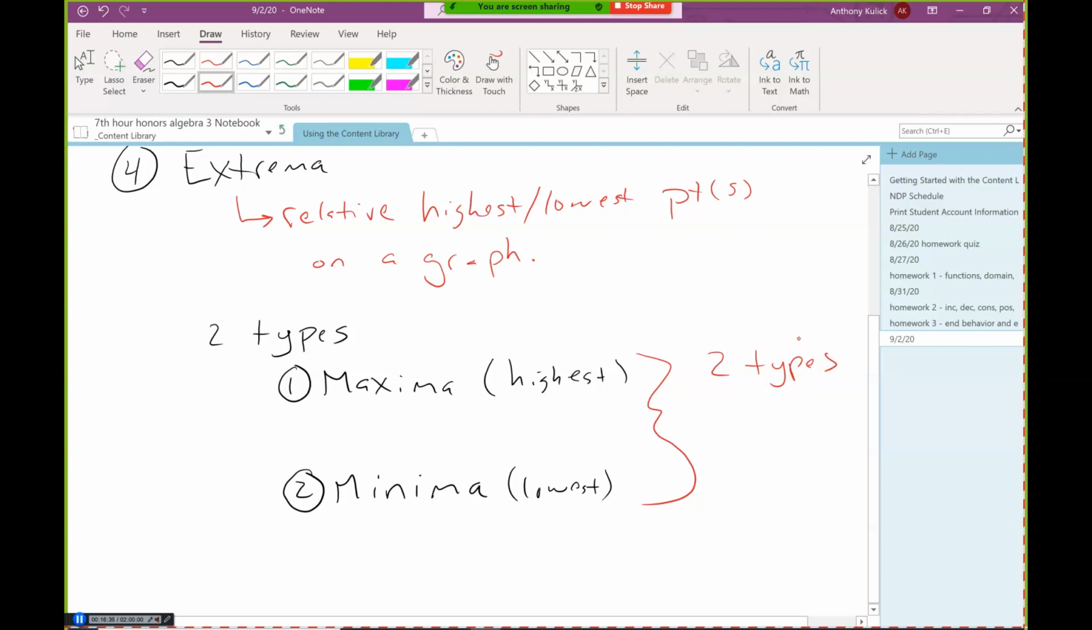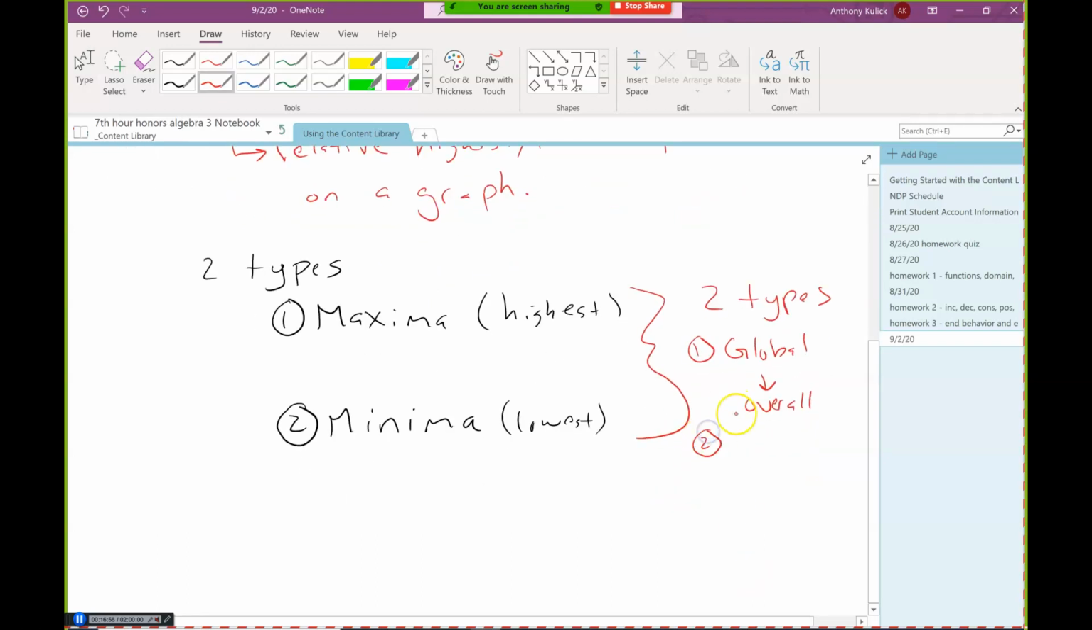And there are 2 types of maxima and 2 types of minima. So you have global maxima or minima, and the global maxima or minima are just the overall highest or lowest point. And then you also have local, which is the highest or lowest point in its general neighborhood. Okay, so let's draw some examples here to get a feel for this vocabulary. Sound good? Okay.